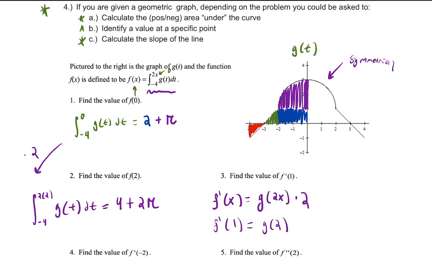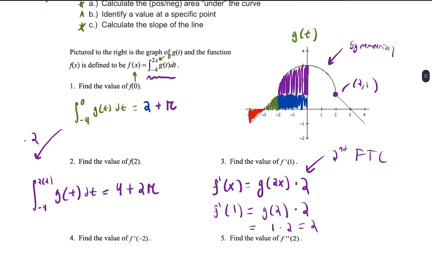Well, this is a graph of g. So g of 2 looks like it's just 1 times 2. So this would be 1 times 2. This would be 2 here. So this comes from the second FTC, and the rest is just pulling off values there.